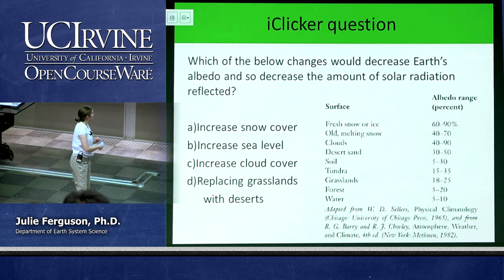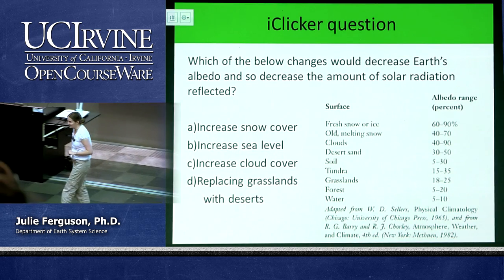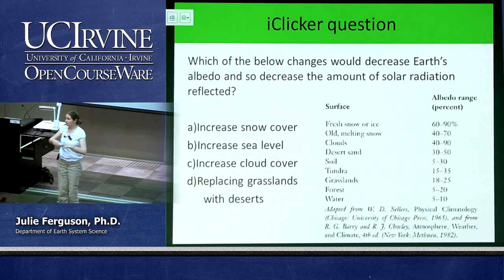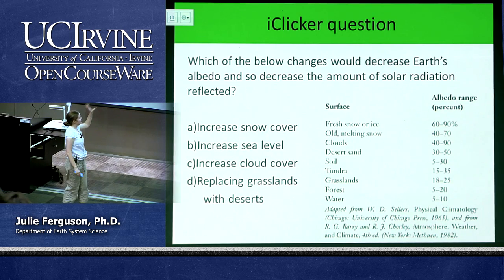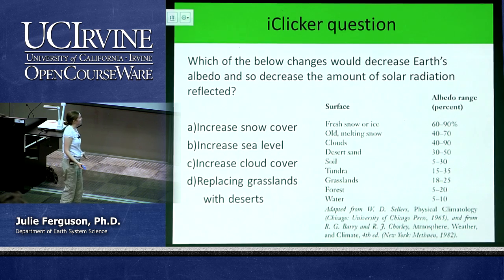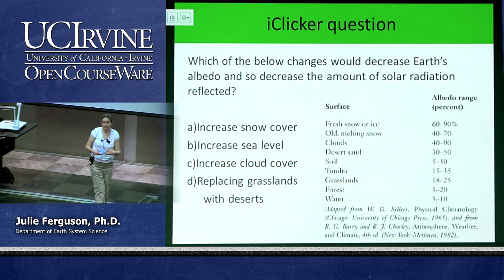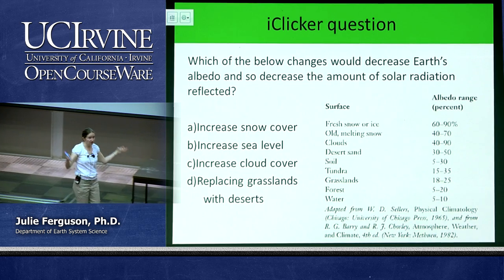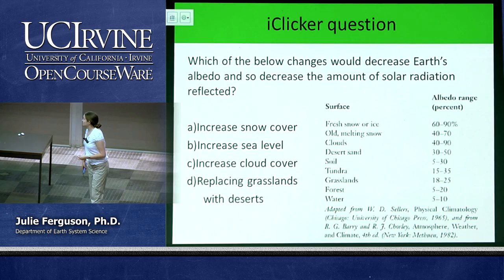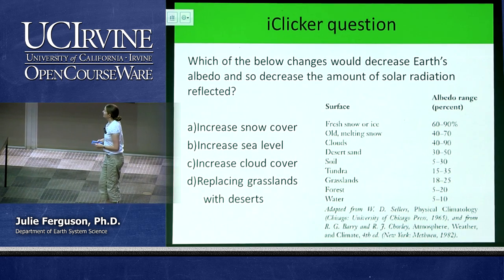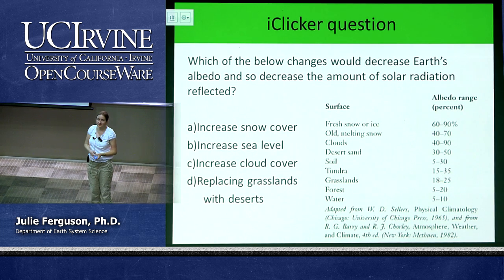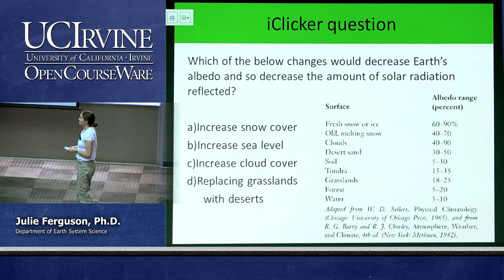And so my first mean question of the day is, here I've got a table showing you the albedo of lots of different surfaces. Unsurprisingly, fresh snow reflects back 60 to 90% of the incoming radiation. Water reflects only 5 to 10%. It's really good at absorbing basically anything that hits it. So thinking about that, which of my four things there would act to decrease Earth's albedo and so decrease the amount of energy reflected back to space?